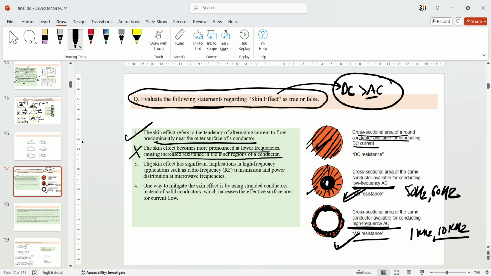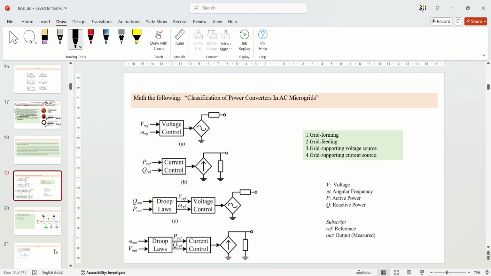Third statement is telling the skin effect has significant implication in high frequency applications such as radio frequency transmission, power distribution, microwave. That is true because high frequency systems are there in radio frequency and power distribution at the microwave frequencies. Fourth statement is telling one way to mitigate the skin effect is by using the stranded conductor instead of the solid conductor, which increases the effective cross-sectional area. That is true. Okay. So this is the overall answer of this question.